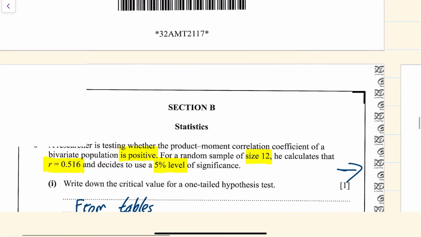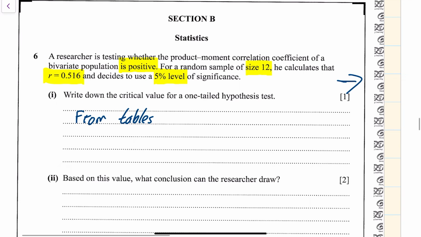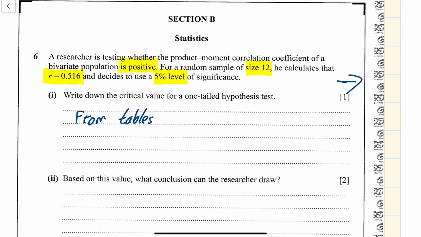Okay, on to section B, the statistics part of it. It says in this question: a researcher is testing whether the product moment correlation coefficient of a bivariate population is positive. For a random sample of 12, he calculates that r is equal to 0.516 and uses a 5% significance level. Write down the critical value for a one-tailed test.